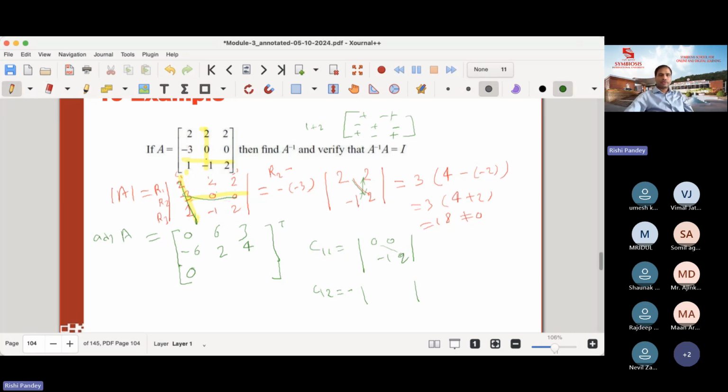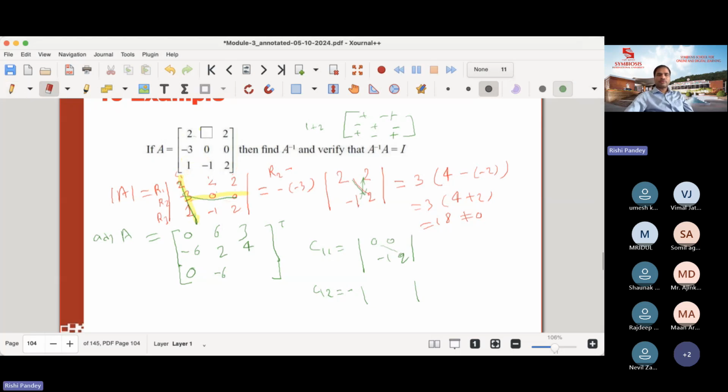So the value is what? 0 plus 6, and the location is 3, 2, so minus, so plus 6. Again, 0 minus 6. Is it right? Minus 6, because it is 0 minus minus, which becomes plus, but the location is 2, 3, so it is minus.